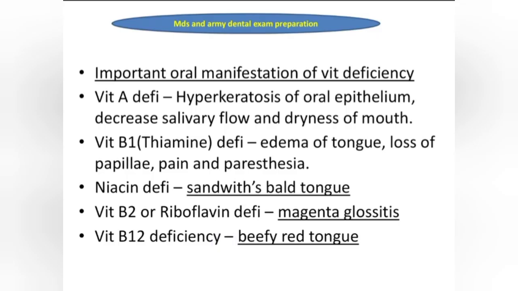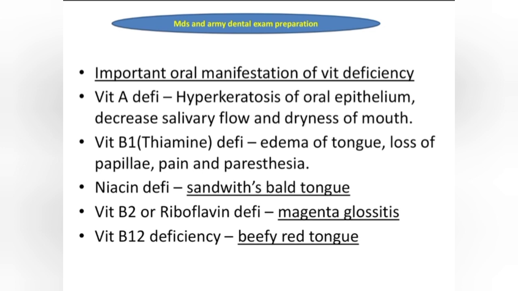Now I'll discuss important oral manifestations of different vitamin deficiencies. The terminology is important. Vitamin A deficiency: the characteristic features are hyperkeratosis of oral epithelium, decreased salivary flow, and dryness of mouth. Vitamin B1, thiamine deficiency, leads to edema of tongue, loss of papillae, pain, and paresthesia.